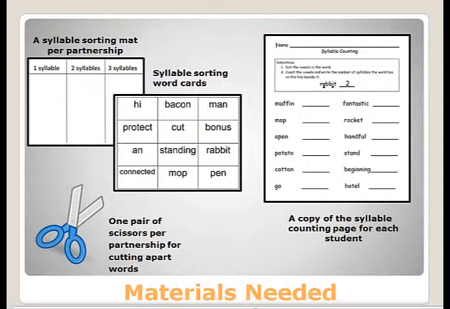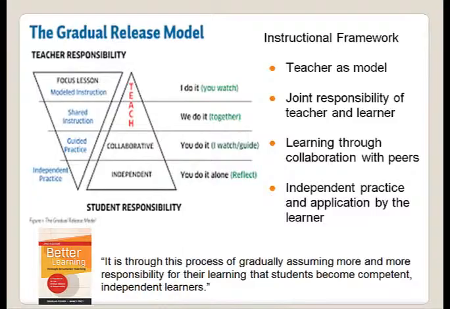For the lesson, one syllable sorting mat and one copy of the syllable sorting word cards are needed per partnership. Each partnership will need a pair of scissors for quickly cutting apart the word cards. For independent practice, each student will need a copy of the syllable counting page.